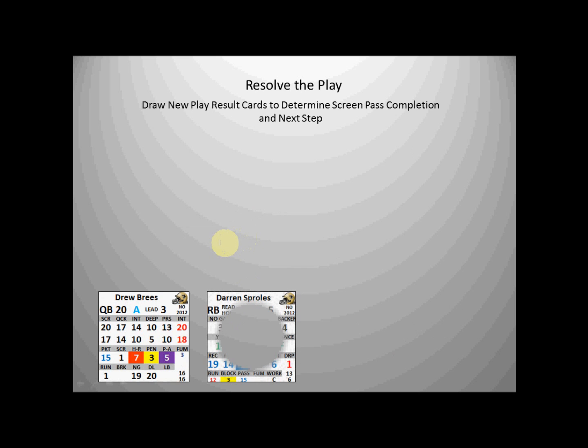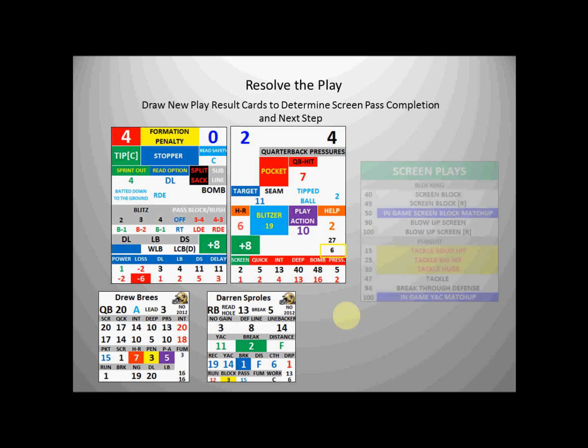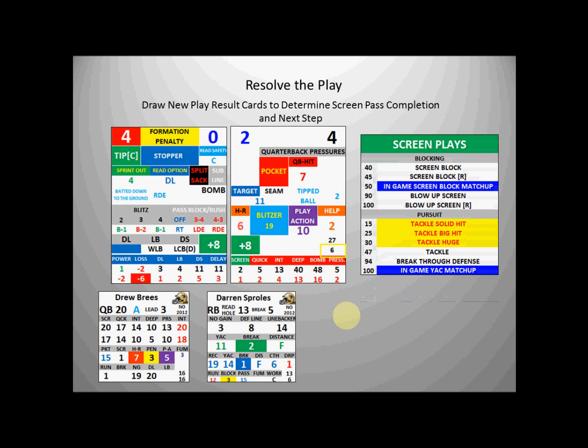Drew Brees is the quarterback, Darren Sproles is the screen receiver, and we draw the new PRCs, and we see that 4 is within Drew Brees' lower screen rating number, but 4, being that it's red, also calls for a chance to see if Darren Sproles drops that. We look across to the other PRC, and 6 is above his drop rating, so a drop does not happen there. And we need to see what happens now that Darren Sproles has caught it, if someone's going to try and pursue that, or if he's going to get to break through all the chaos.